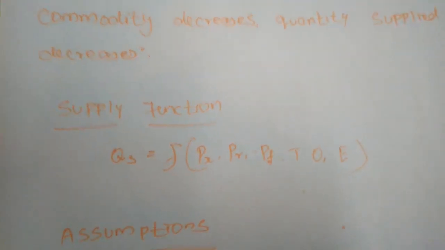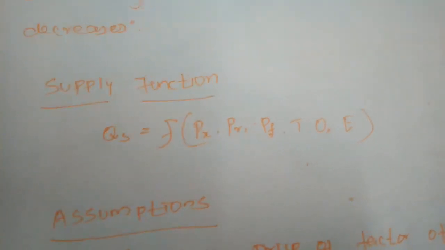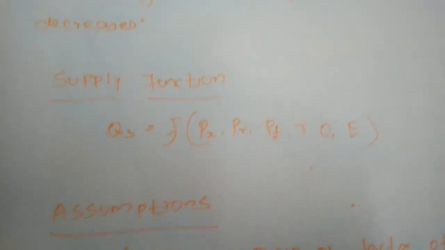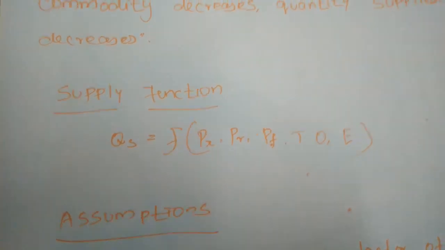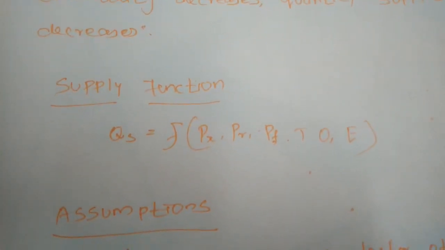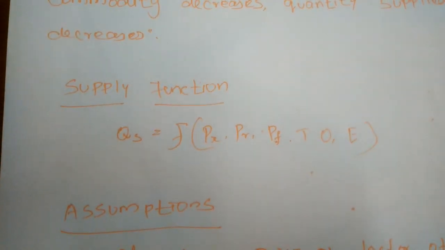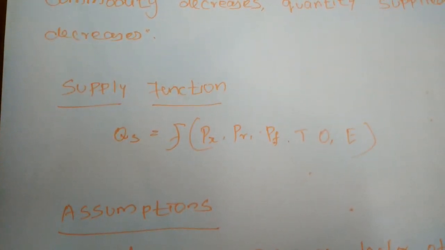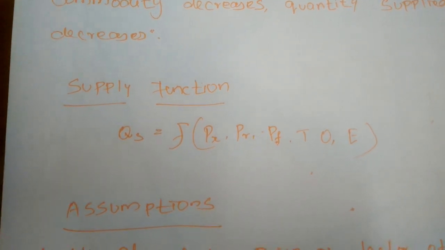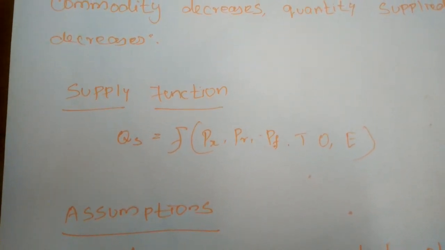So next we have to study the supply function, that is, how the supply of a commodity functions. Already we have studied the other things. So what are the other things? The supply of a commodity depends on factors such as the price of the commodity, first one. Next, the price of labor.